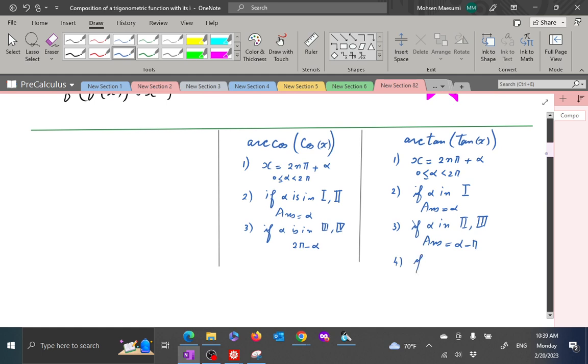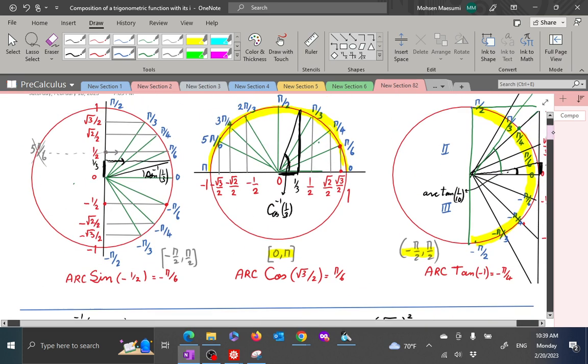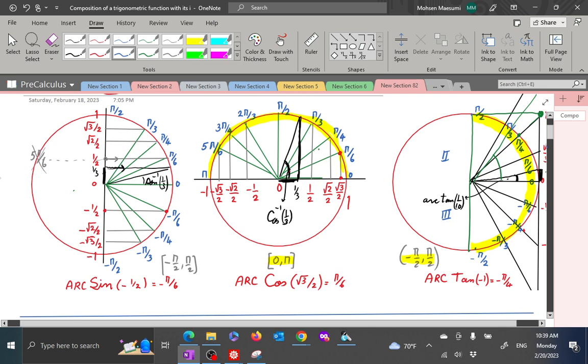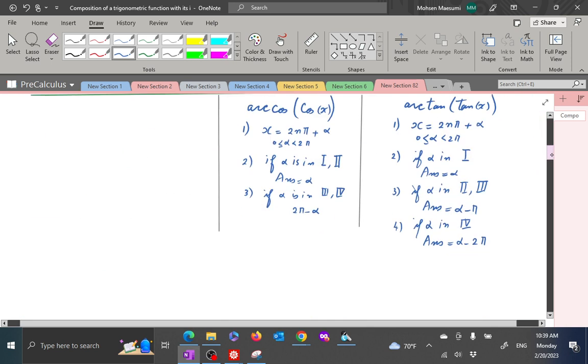If alpha is in quadrant 4, what do we do? Well, in that case, we subtract 2 pi from it, so the answer becomes alpha minus 2 pi. That becomes the angle in the correct range. When you subtract 2 pi, you end up in this negative range here, and you have the correct angle.